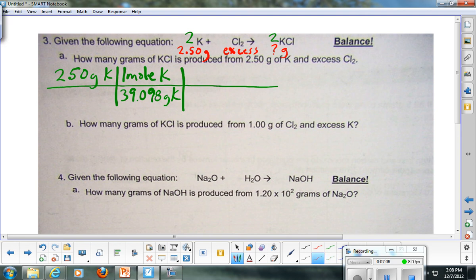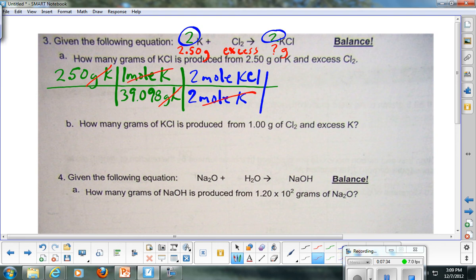Then I can cross out grams of potassium. Now it's factor label or dimensional analysis because I'm keeping track of the labels. The next step is I use those coefficients here and here. So for every 2 moles of potassium, I get 2 moles of potassium chloride. At this point, I can cross out moles of potassium. Now, it asks for grams. Now you need to use the mole map to go backwards.